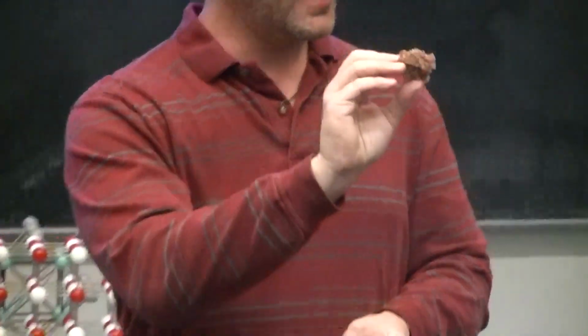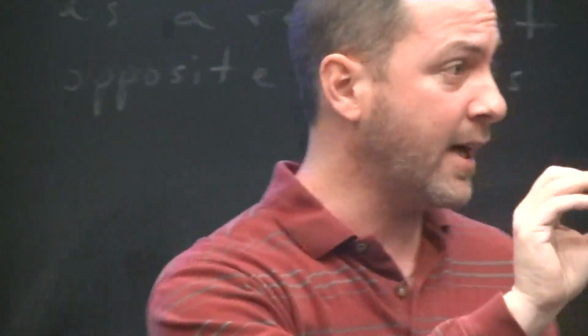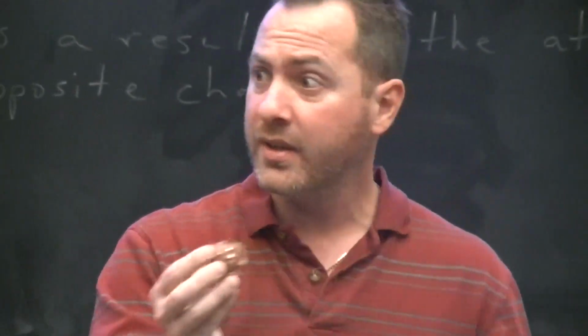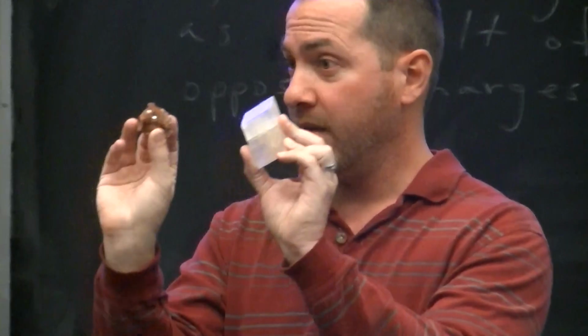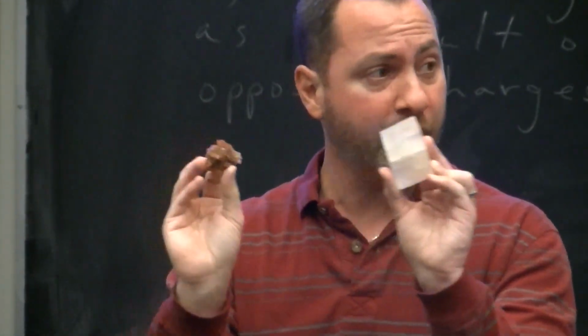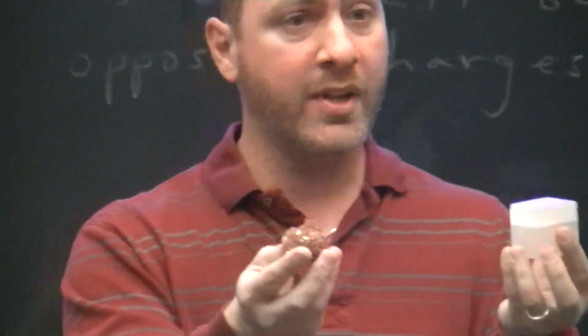This is aragonite. And it is made of calcium carbonate as well. Although the shape is somewhat hexagonal, and the color is different, these two things have the same molecular composition. Both of them are made of calcium carbonate, but both of them have different shapes.